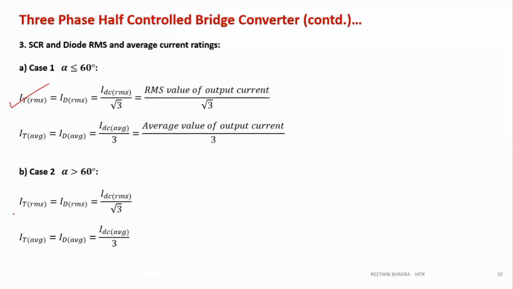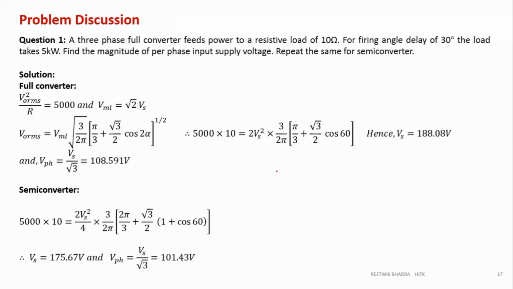Both equations are the same. The SCR switch ratings are given over here, as we had done in the full converter also. Lastly, one simple problem which I would like to take and compare for the full converter and semi converter. Just very simple. See what it says.